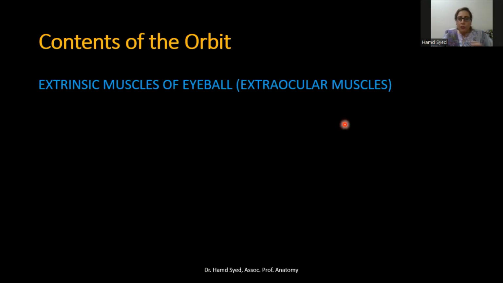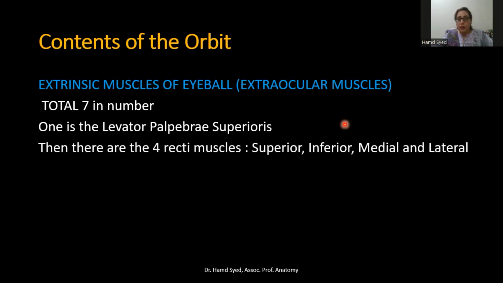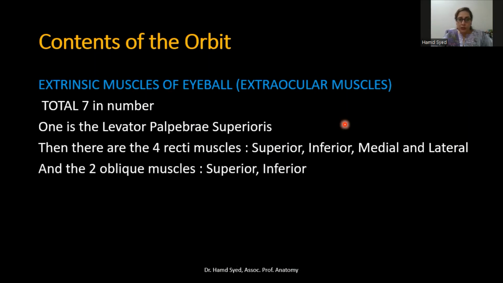So the eyeball has extrinsic muscles or extraocular muscles, which are total 7 in number. First is the levator palpebris superioris, we talked about it before. Then come the 4 recti muscles, superior, inferior, medial, and lateral, and then the 2 oblique muscles, superior and inferior. The levator palpebris superioris, we know, is present within the upper eyelid and is responsible for opening of the eyelid, whereas these muscles, which are the 4 recti and the 2 obliques, they are responsible for the movements of the eyeball.